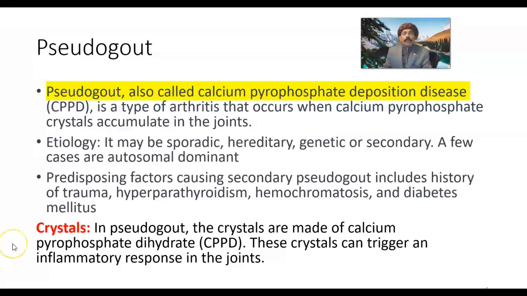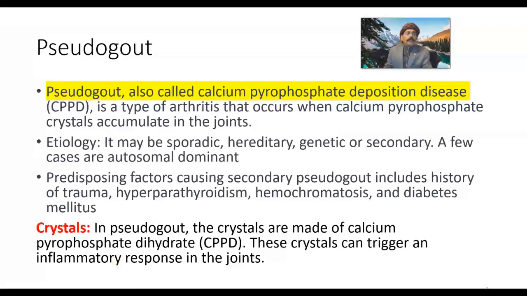Today I will discuss Pseudogout. What is Pseudogout? Pseudogout is also called calcium pyrophosphate deposition disease. This deposits in the cartilages inside the joint. This is a type of arthritis that occurs when calcium pyrophosphate crystals accumulate in the joint, particularly in the articular cartilage.